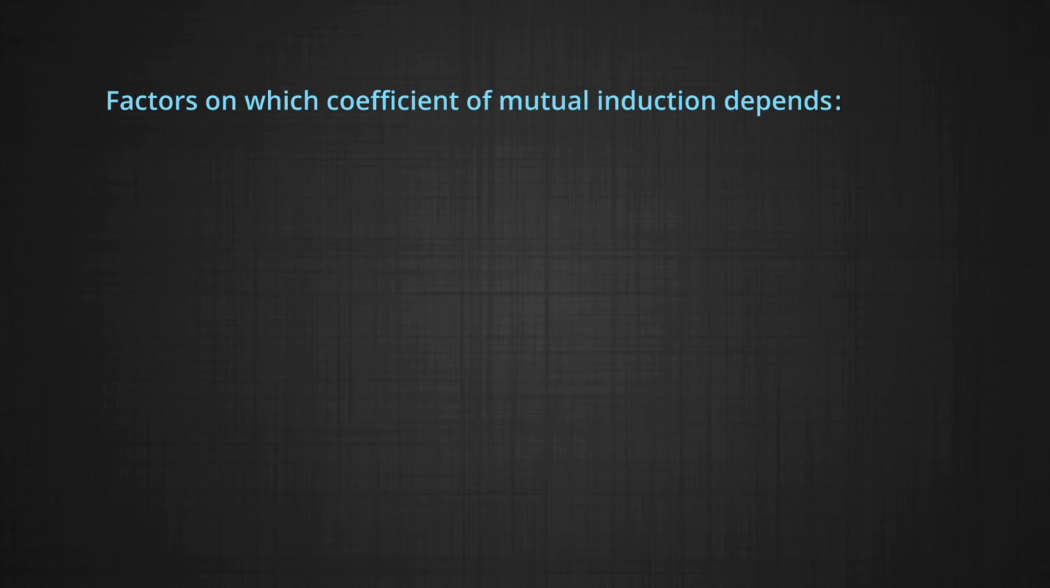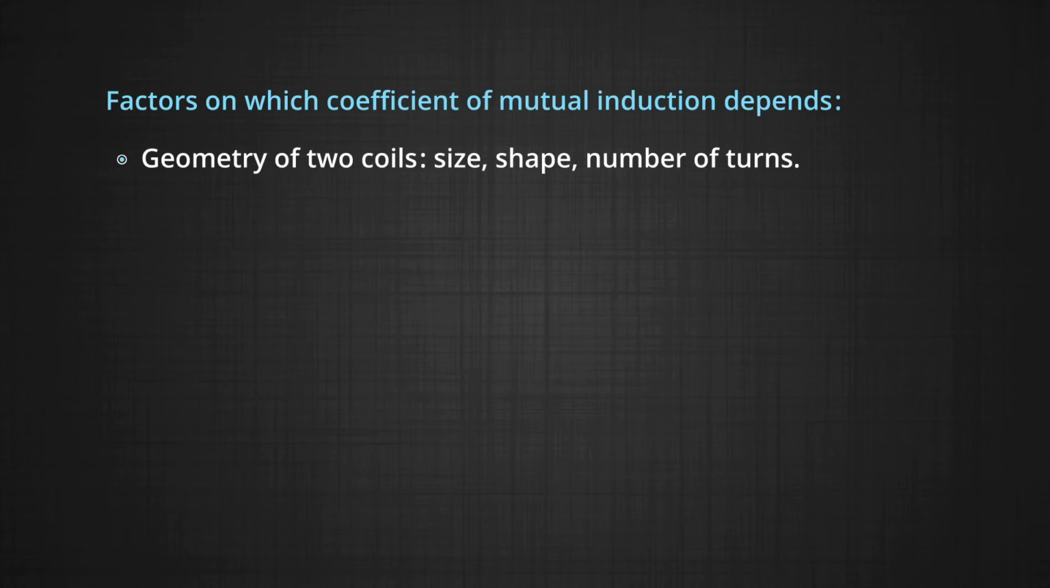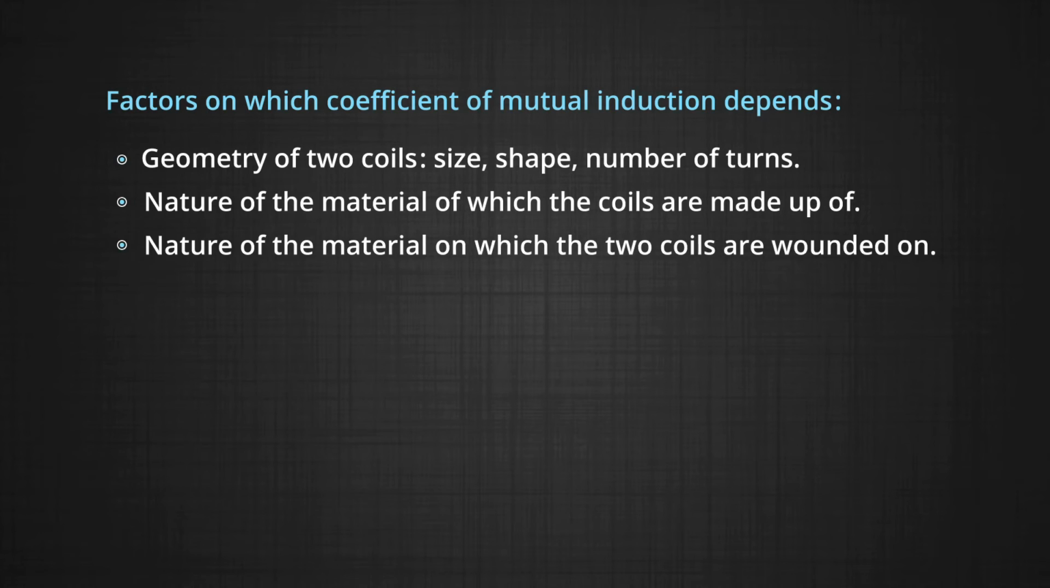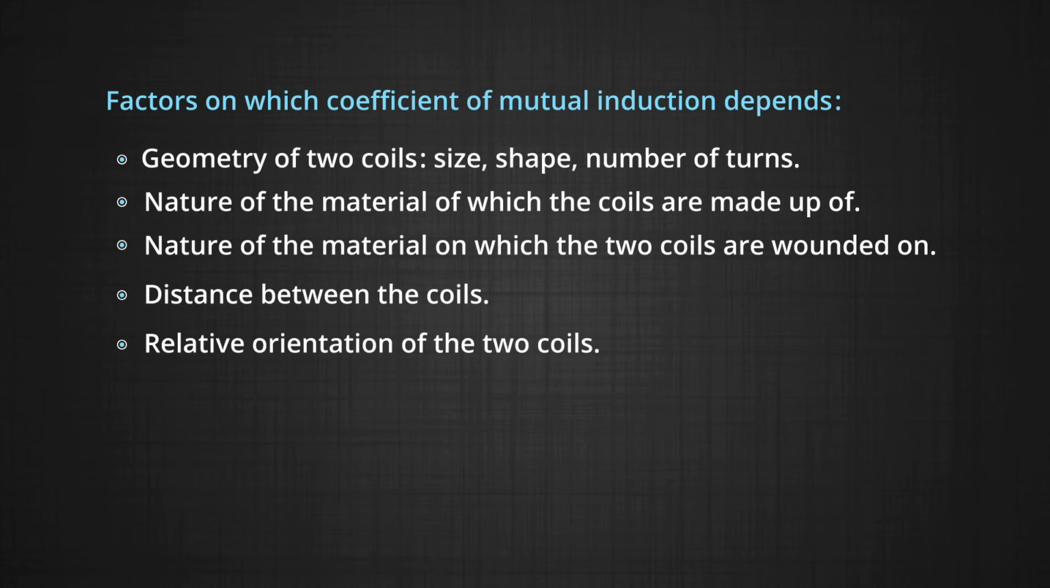Factors on which coefficient of mutual induction depends are the geometry of the two coils, that is the size, shape, number of turns, nature of the material of which the coils are made, nature of the material on which the two coils are wound, distance between the coils, and relative orientation of the two coils. Let us study in detail the orientation when the two coils are coaxial.